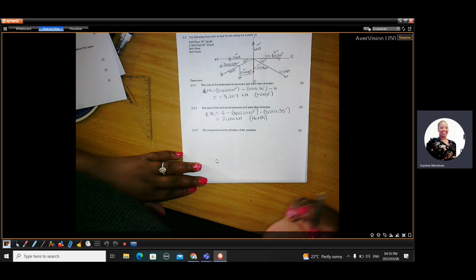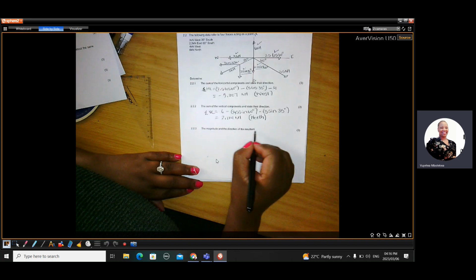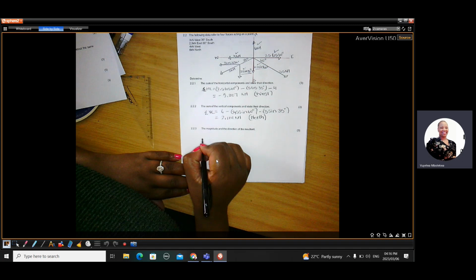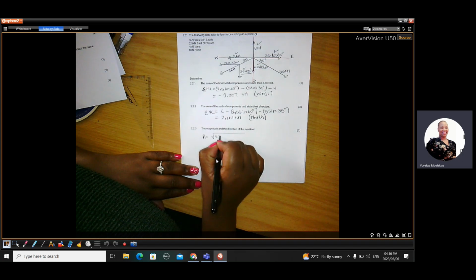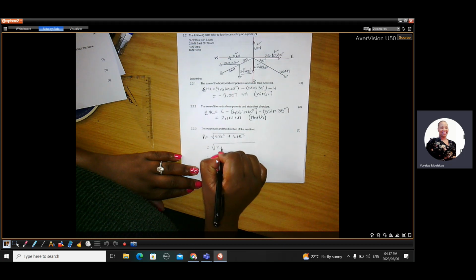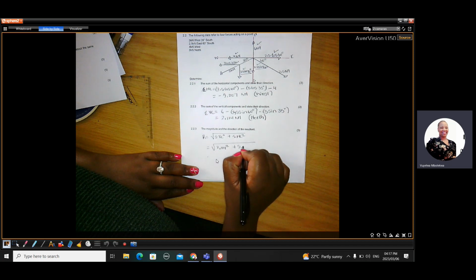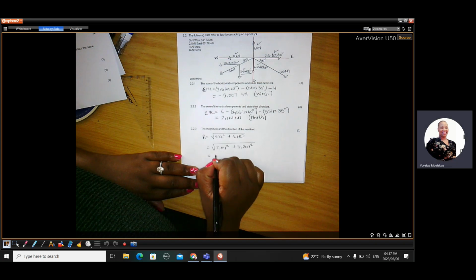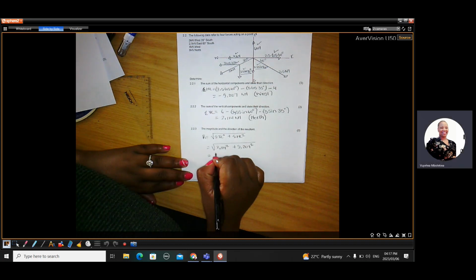Then the last part, the magnitude and direction of the resultant. So resultant equals the square root of the sum of the vertical components squared and sum of the horizontal components squared. Sum of the vertical components is 2.114. We square that. Sum of the horizontal components is 5.207. We square that. So that gave us 5.620. That is just the magnitude.